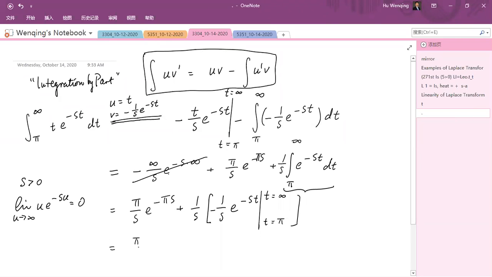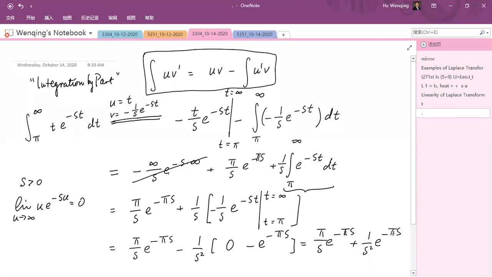Okay, so that's going to be pi over s e power minus pi s, and then minus, let's say, 1 over s squared, where when t is equal to infinity, we're going to have 0 again. And when t is equal to pi, it's going to be pi multiplied by s. So you have two minus signs. So in the end, the whole thing is going to be equal to pi over s e power minus pi s plus 1 over s squared e power minus pi s. That's going to be the scenario.